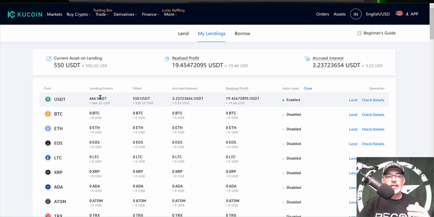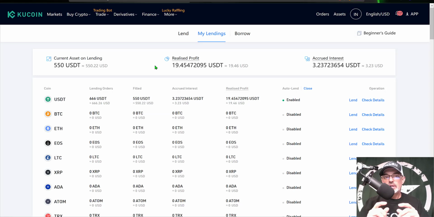And right now, I actually have lending orders of just over 666 USDT. And I currently have actual borrowers borrowing 550 USDT. And so that's just over 1,000 USDT. And my realized profit so far is just over 19 USDT. And I've had these loans available to borrowers for just about 14 days, maybe 15 days. So in reality, I've earned just about 1.9% on my funds based on approximately 1,000 USD.